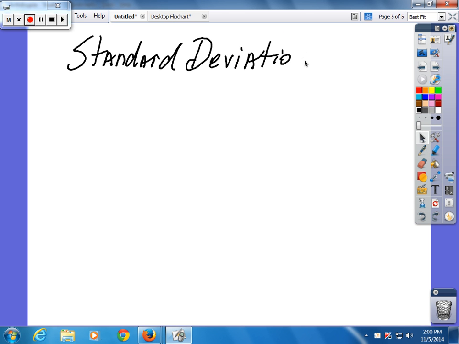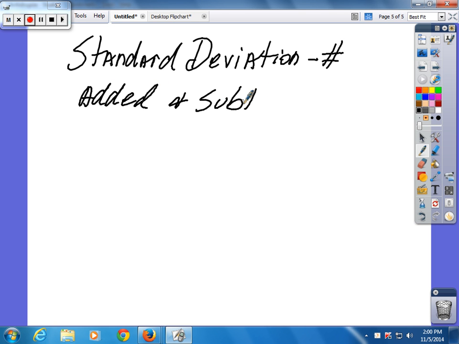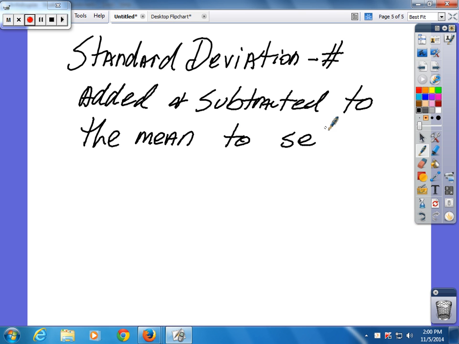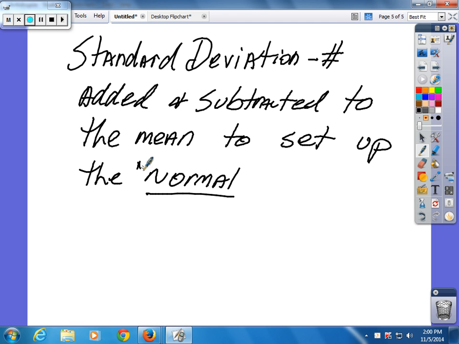Standard deviation is basically a number added and subtracted to the mean to set up the "normal" distribution. Underline and put normal in quotation marks and highlight it. Now what does that mean?